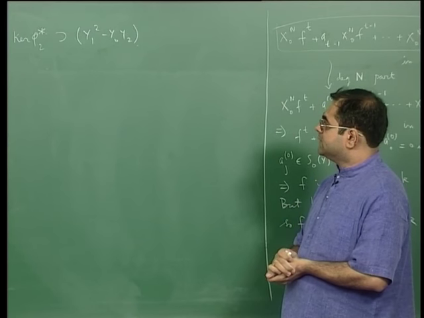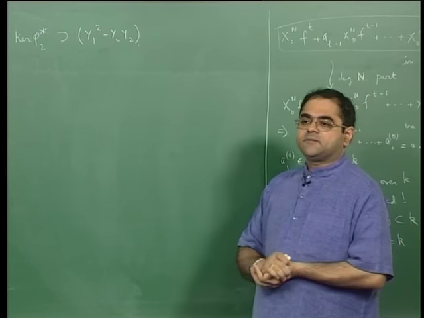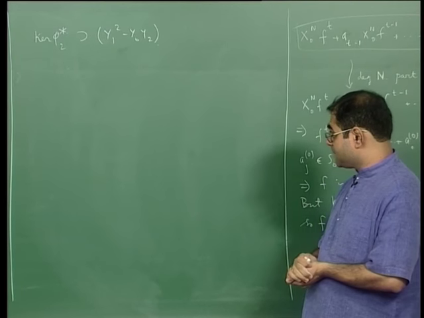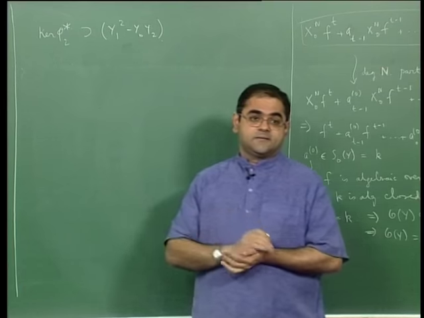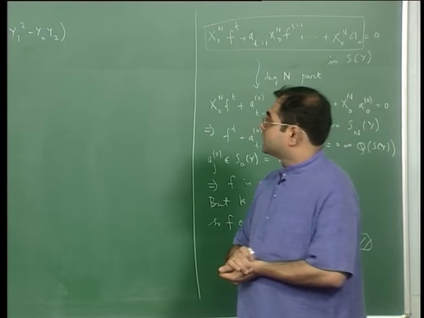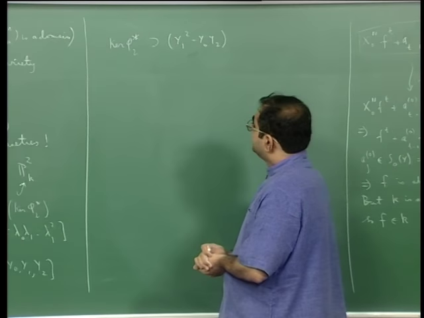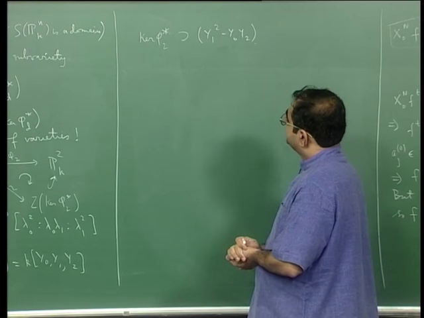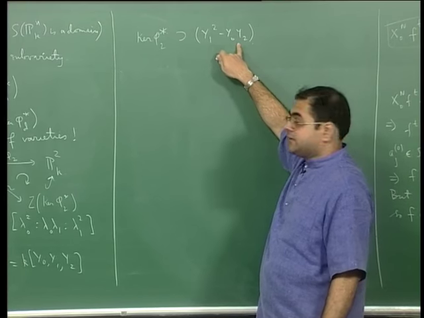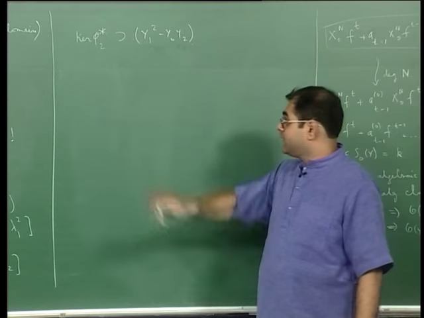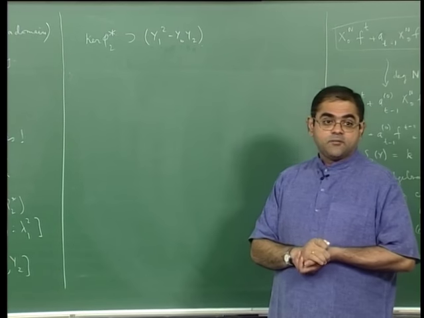In fact, if you use some commutative algebra, you can show that this is exactly this kernel. The reason being that y1 squared minus y0 y2 is an irreducible polynomial, therefore the ideal it generates is a prime ideal, and this is a homogeneous prime ideal, and the height of this ideal is going to be 1.